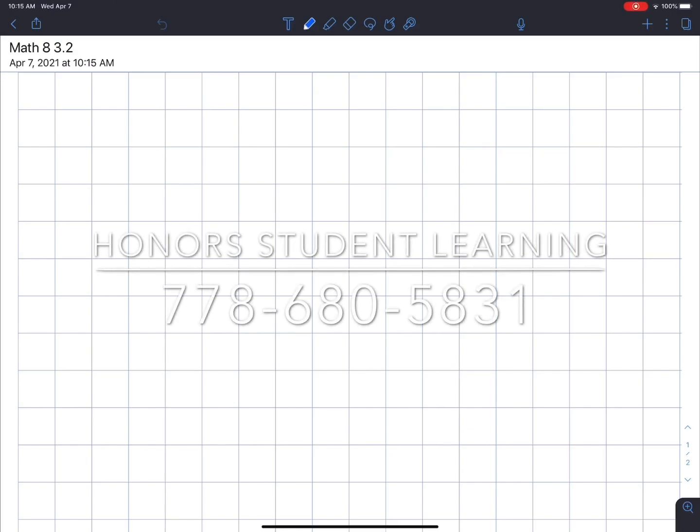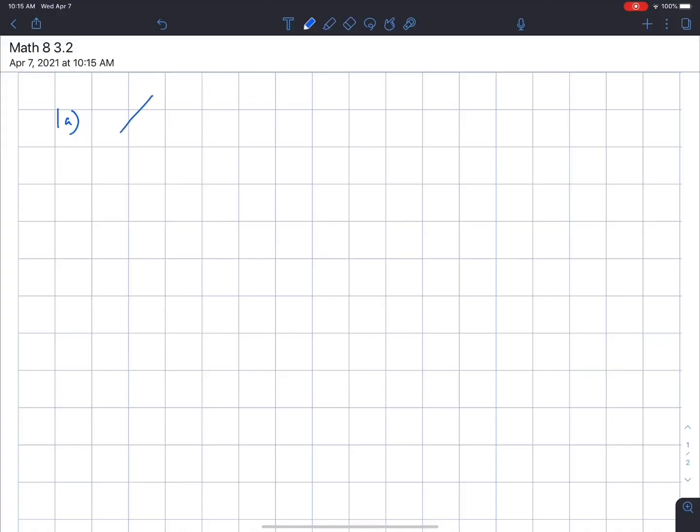Okay, now we are moving on to 3.2, 1a. So here we have a cube. In a cube, all the faces are the same. For example, I like to think of this as the right-hand side. This right-hand side and the front faces are exactly the same.